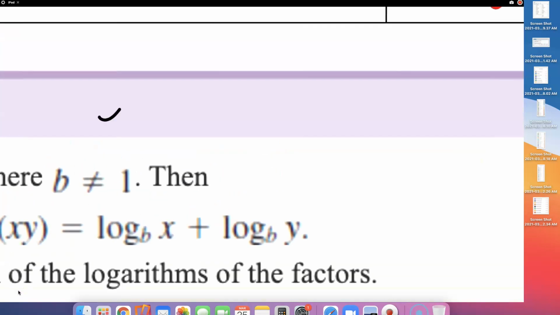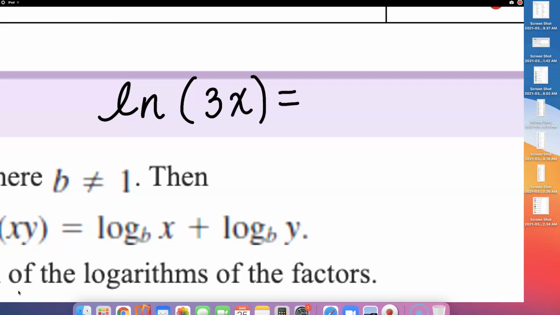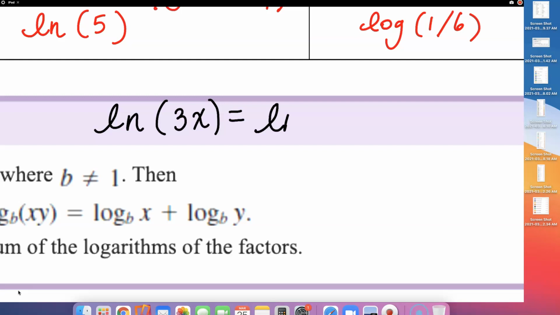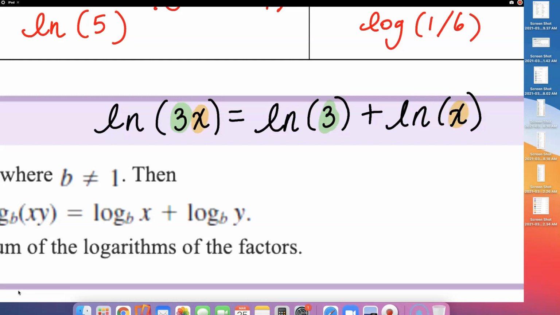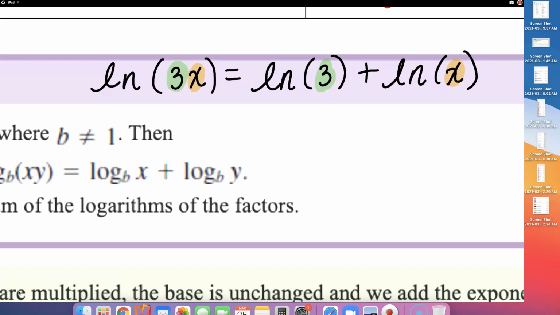I like to make up my own example. Say that you have natural log of 3 times x. You can separate this as natural log of 3 plus natural log of x. So if you have a product, 3 times x, you can separate this as 2 separate logs. Both of them will have to be natural log, but you can separate a product into a sum of separate logs. And you may be wondering, what's the point of making it longer?